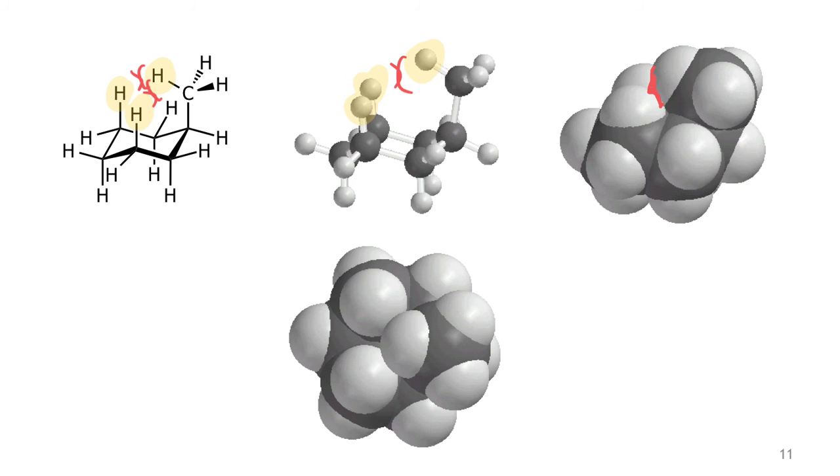And if you look down from above on this structure, so if you were standing up above this space filling model and looking down on top of it, you can see that this hydrogen is bumping into these hydrogens here. And that's that small amount of steric strain.